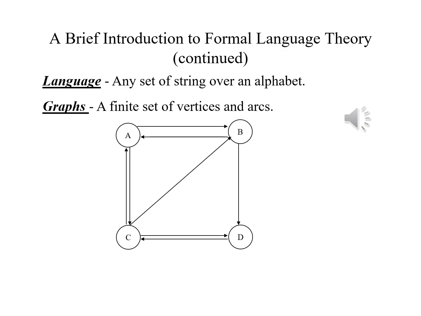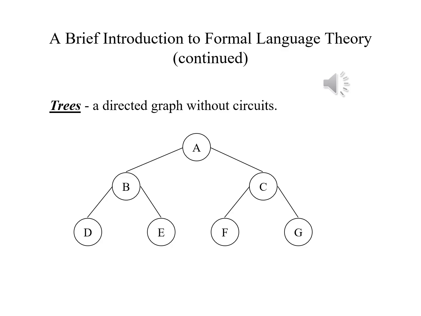A graph is a finite set of vertices and arcs, as you can see in this diagram. I have 4 nodes, A, B, C, and D, and a variety of arrows that take you from one to the other. A tree is a directed graph without circuits. Directed means that there is a difference between going from A to B, and if it's allowed, going from B to A. The lack of a circuit is something that you'll see here. I can go from A to B to E, but there is no path that takes me back to A. Similarly, there is no path I can travel that will take me from any node all the way back to itself.